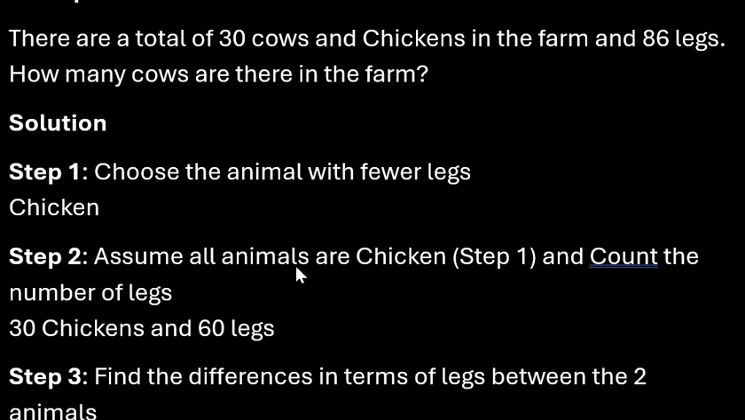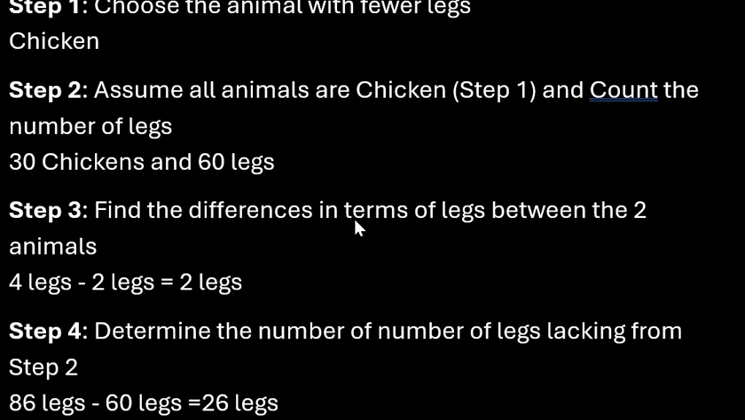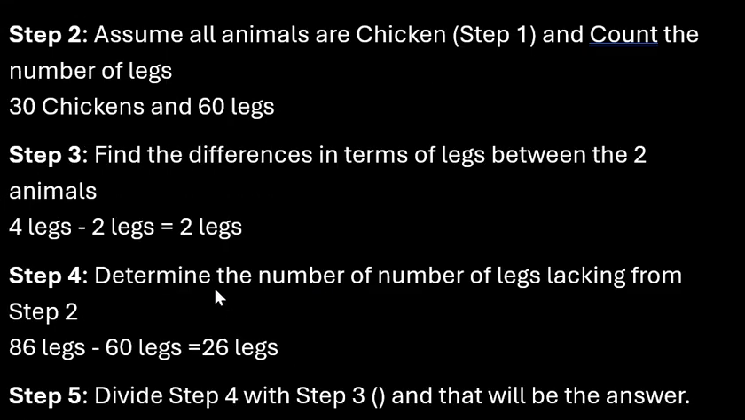Then we assume all the animals in the farm are chickens and count the number of legs. There are 30 cows and chickens, so I say it's 30 chickens, and each chicken has 2 legs, so it will be 60. The next step, step 3, is to find the difference in legs between the two animals. The cow has 4 legs, the chicken has 2 legs, so the difference is 2 legs.